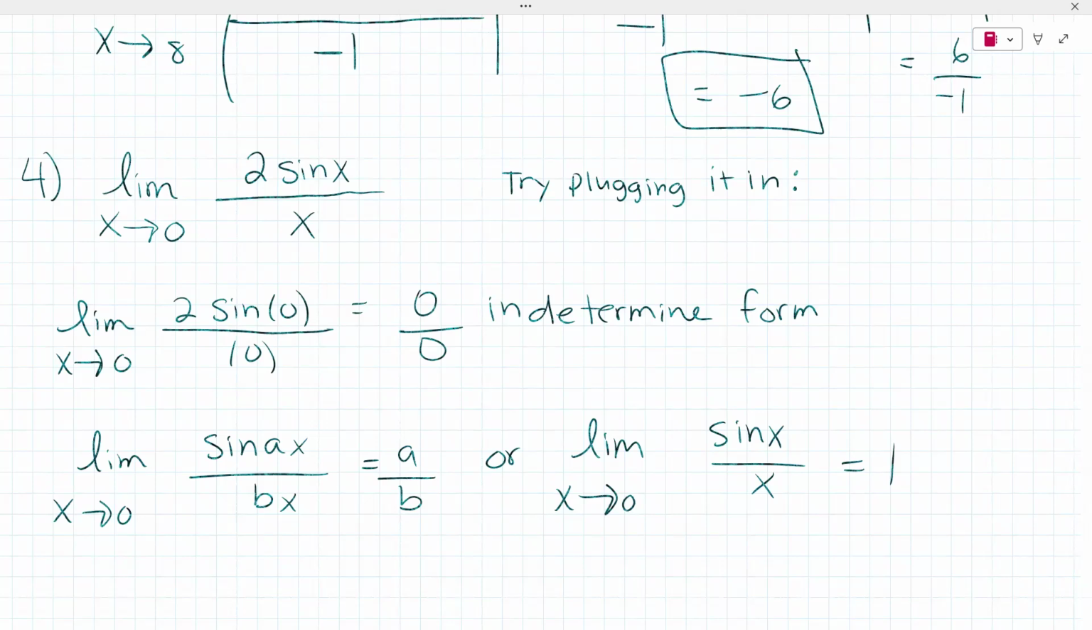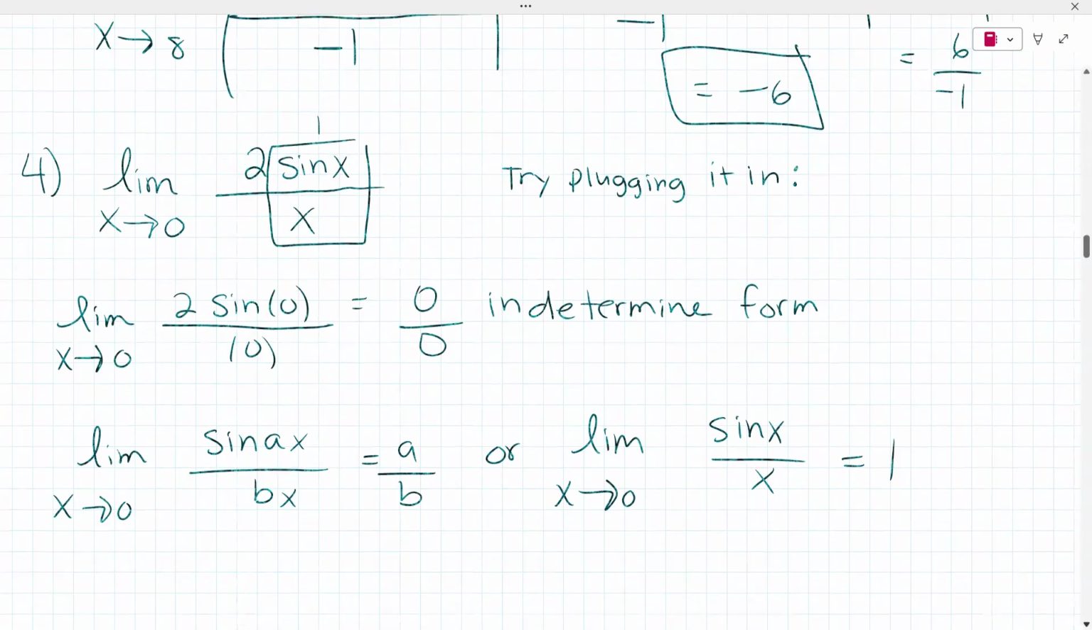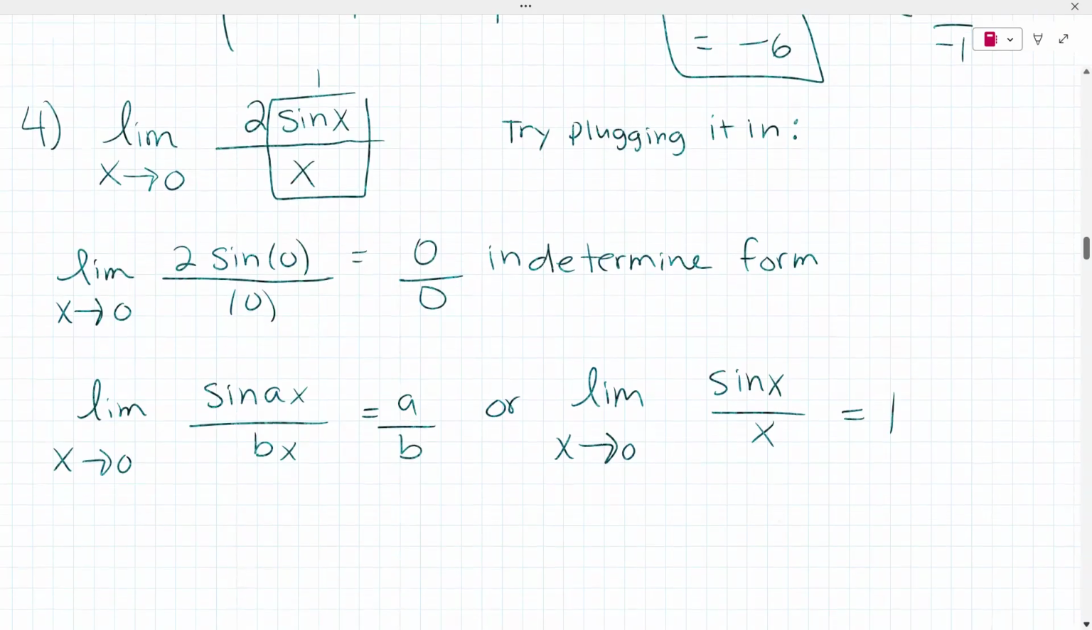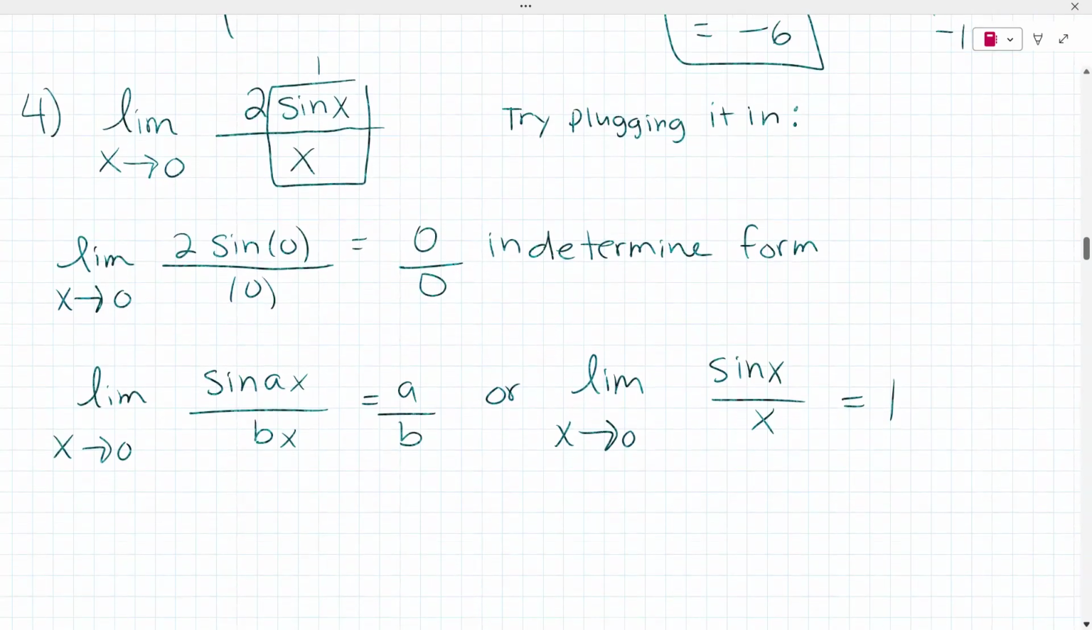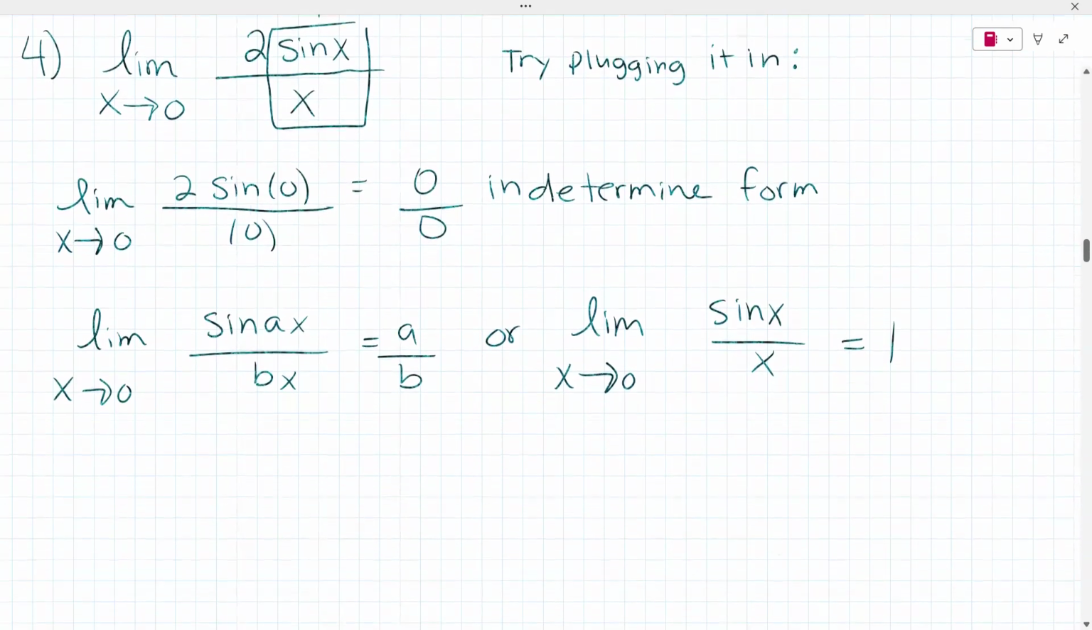So do we have this? We almost do. We have sine of x over x, and that should equal 1. And then you have this 2. So your final answer should be 2. So what I would do is factor out that 2. Because we can use this rule, but we don't have that. We have this extra 2.